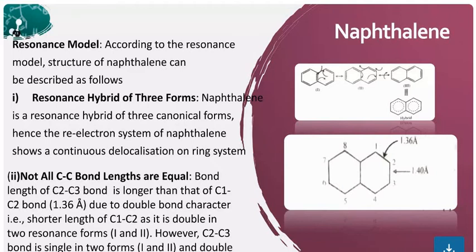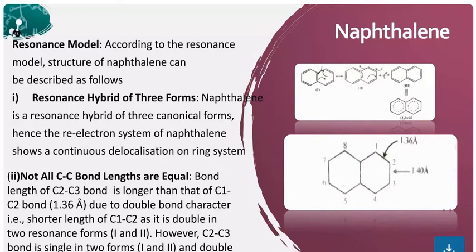Now, the resonance model of naphthalene is very important. According to the resonance model, the structure of naphthalene can be described as follows. It is a resonance hybrid of 3 forms. Naphthalene is a resonance hybrid of 3 canonical forms. The pi electron system of naphthalene shows continuous delocalization over the ring system.